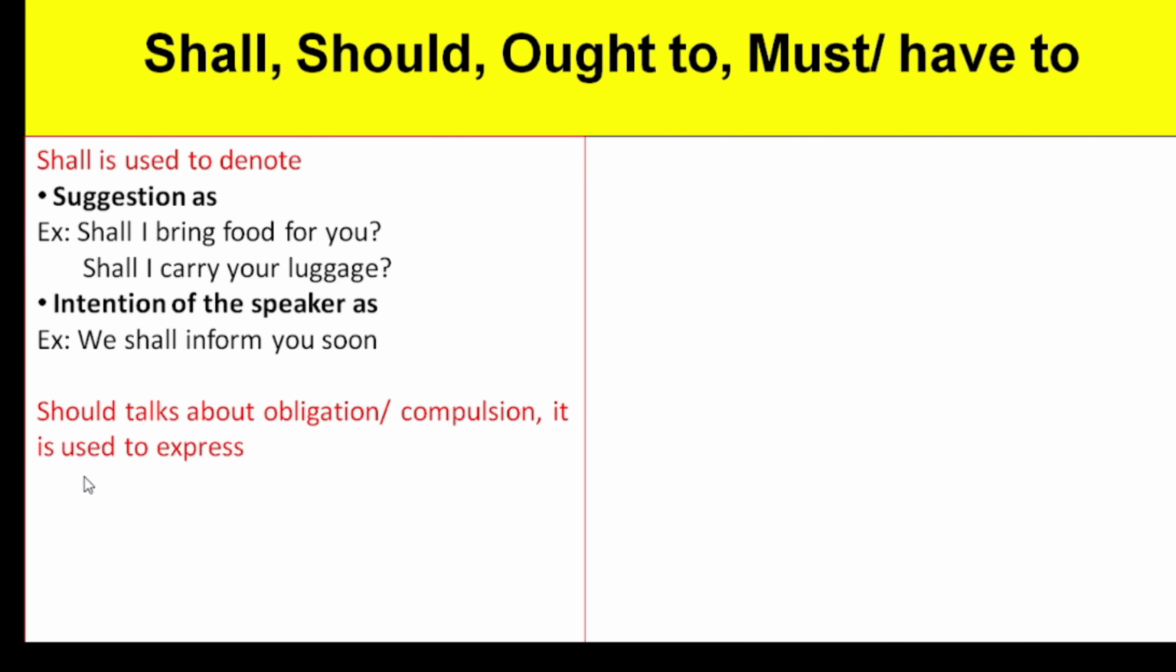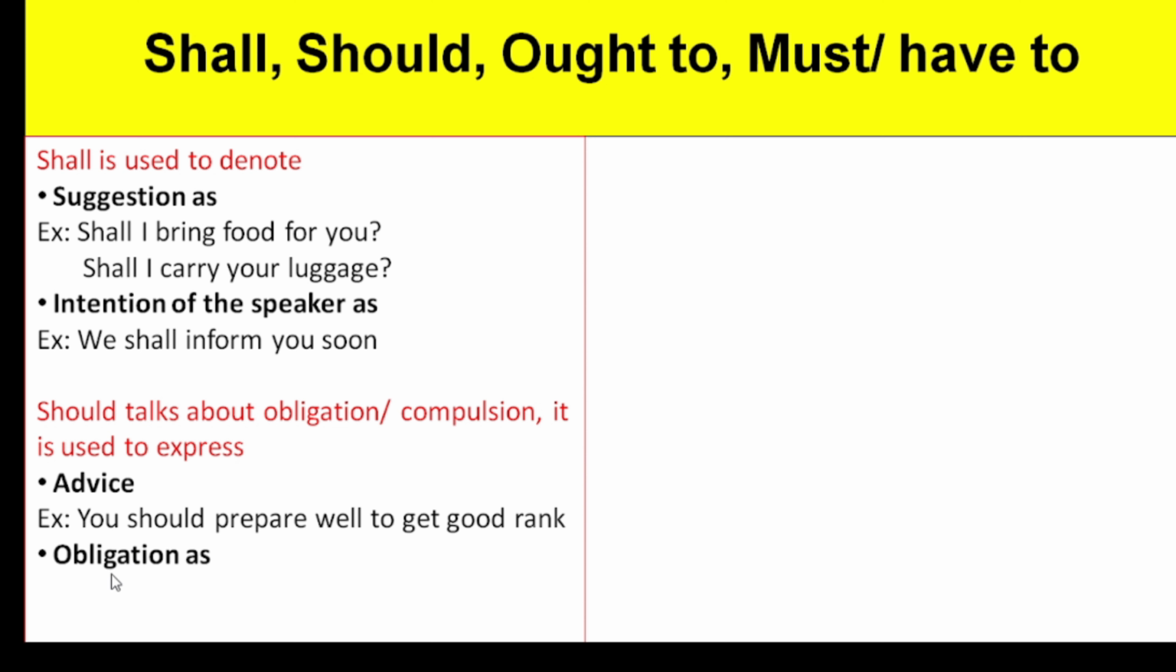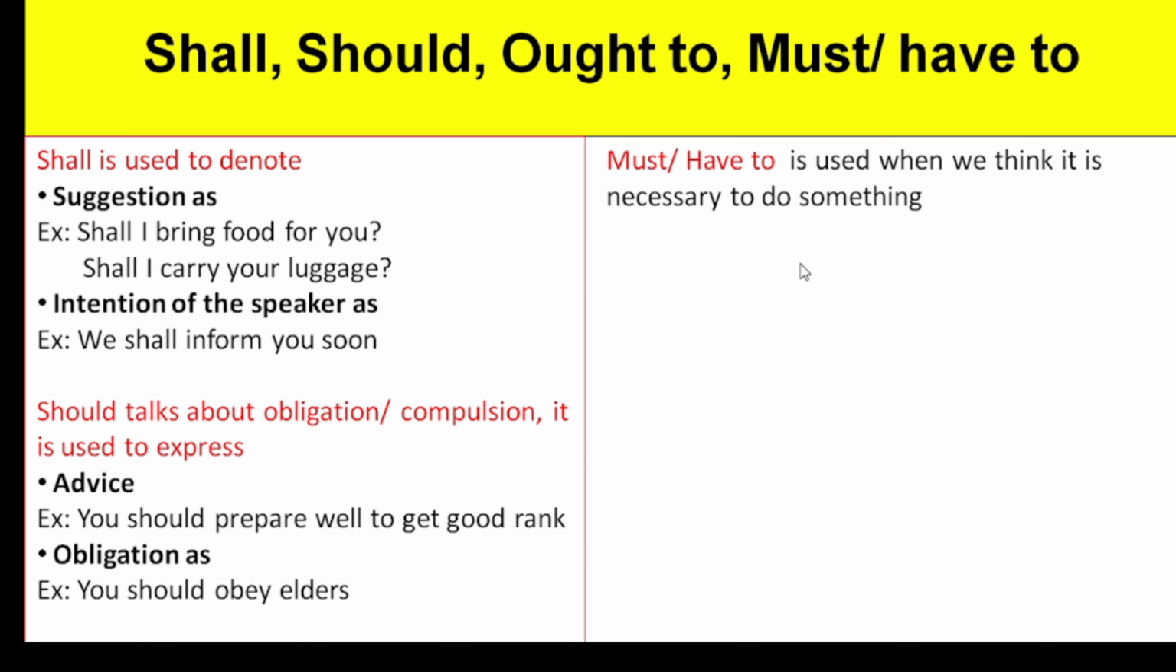So next one is should, which talks about obligation, compulsion. For advice we use should. You should prepare well to get a good rank in the exams. So it is an advice we are using. For advice we use should. Obligation, as in, you should obey elders, or you should obey parents. It is obligation, compulsion.